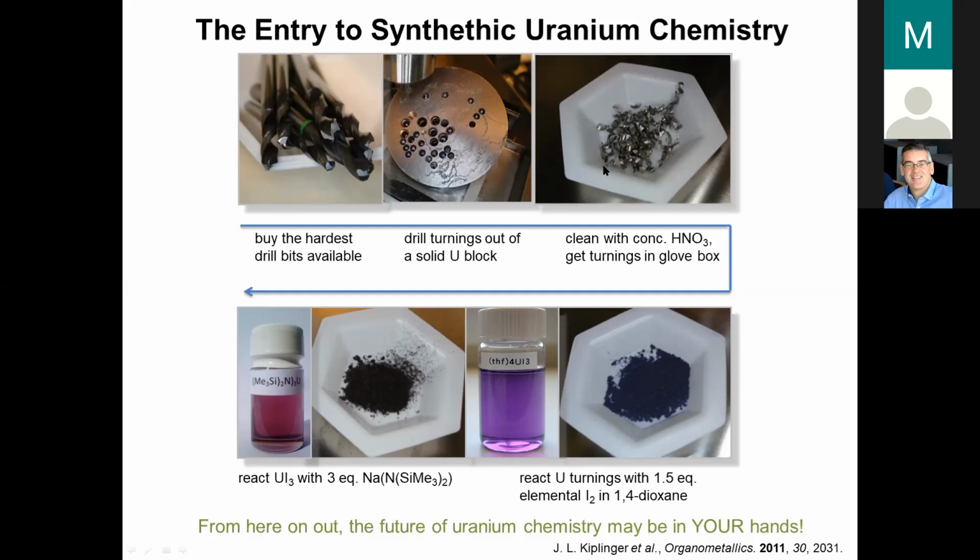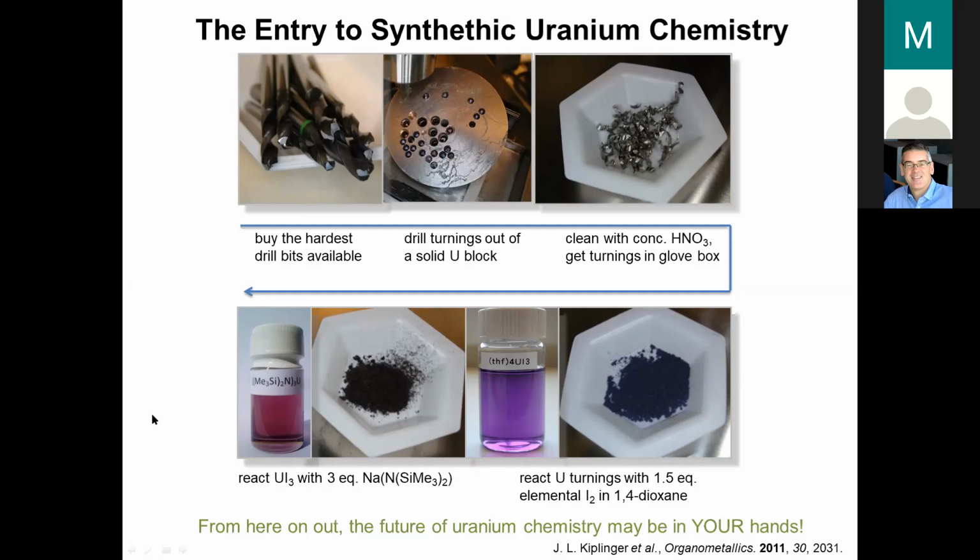You drill uranium turnings that you can further activate by briefly washing them with nitric acid, getting them into a glove box, where these are then reacted with elemental iodine, either 1.5 equivalents for uranium tris iodide or 2 equivalents for uranium 4 iodide. That is one of the major precursors for organometallic uranium chemistry. And if you want to do other reactions that require internal bases, the other major workhorse of uranium chemistry is uranium HMDS that can easily be obtained by reacting sodium hexamethyl disilicide with uranium triiodide.